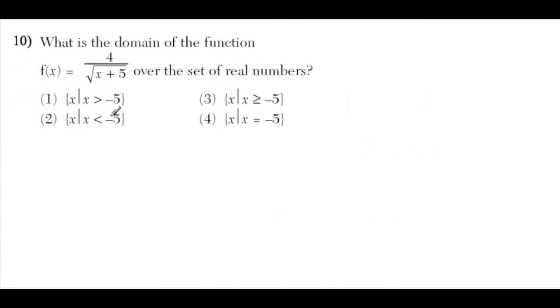Number 10. Domain, and in this case, x plus 5 has to be greater than 0, not even equal to, because it's on the denominator. That means subtracting 5, then x has to be greater than negative 5, is our answer, which is choice 1.